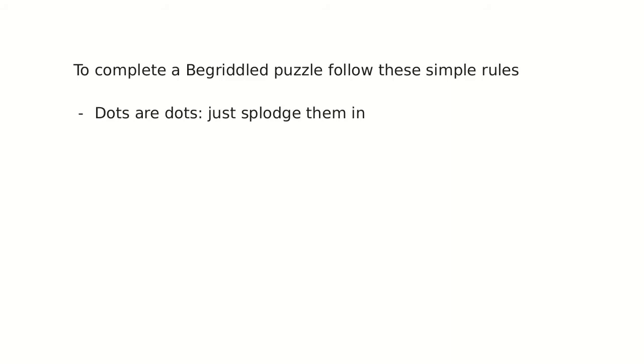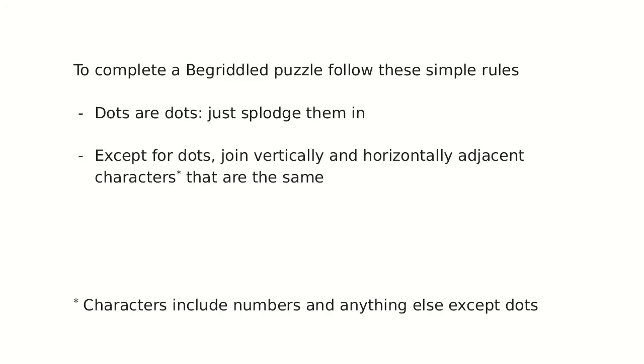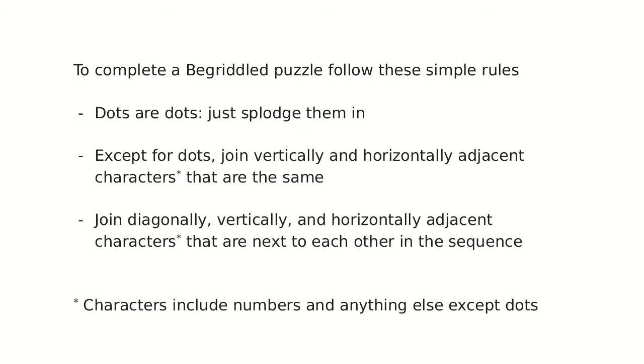They are that dots are dots, but there are no dots on this puzzle, so that doesn't come into it. Numbers or other characters, but they're all numbers on this puzzle anyway. Numbers that are the same and next to each other horizontally or vertically, you join those together. And the last rule is that numbers that are next to each other in the sequence, when they're next to each other on the puzzle, either horizontally, vertically or diagonally, you join those together.